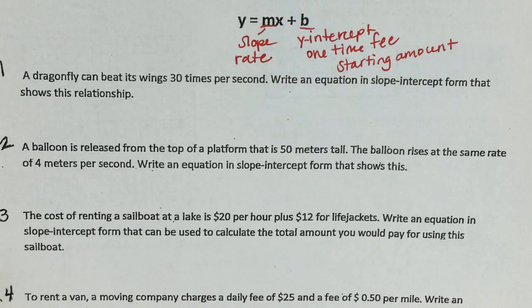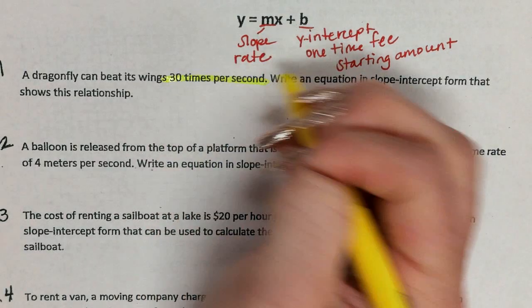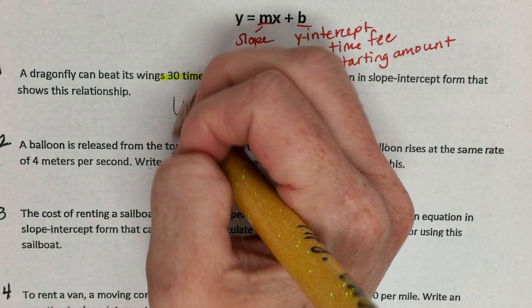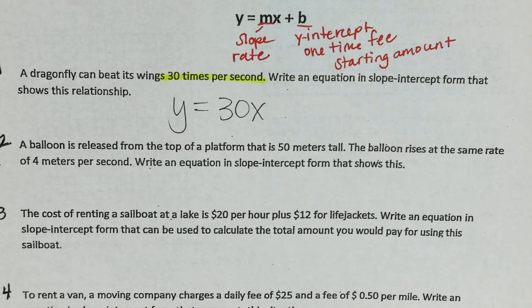So look at the first example. A dragonfly can beat its wings 30 times per second. Is that a rate or is that a starting amount? It's a rate. What made you know it was a rate? Per, that clue word. So how would I write this? Y equals 30x. Very good. There is no plus. I mean, you could put plus 0, but you don't have to.